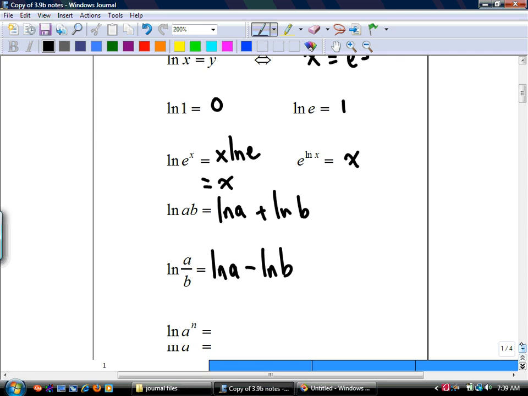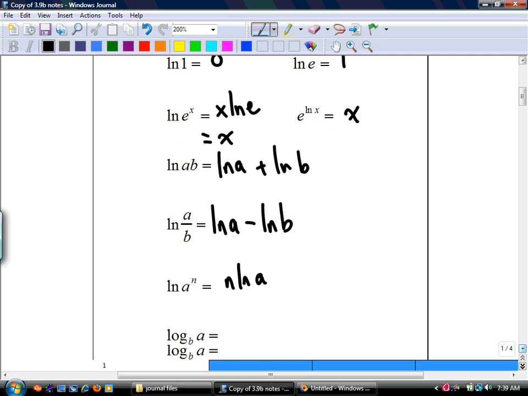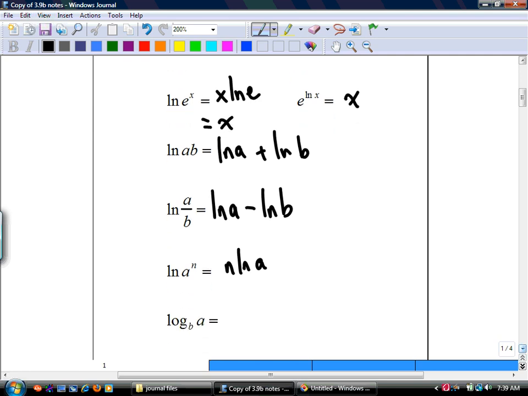Mr. F, we've seen these, right? I'm so tempted to just not do these anymore. Log a of b is the same as ln a over ln b. So it's just the log rules written with ln's rather than log base, whatever you want. ln a over ln b. Yeah, log a over log b.